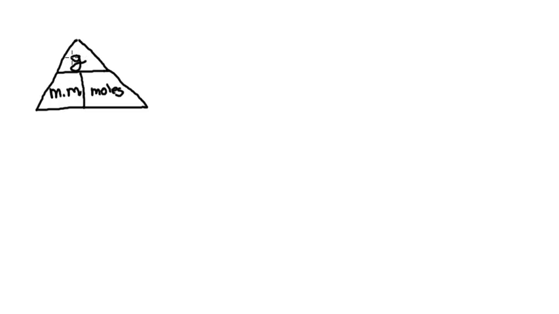So if you're trying to find grams, if you look at this triangle, you cover up grams, you know that you need to multiply molar mass times moles. If you're trying to find moles, you cover up moles, and that tells you you need to take your grams and divide it by the molar mass. So this triangle can help you remember which direction to go.